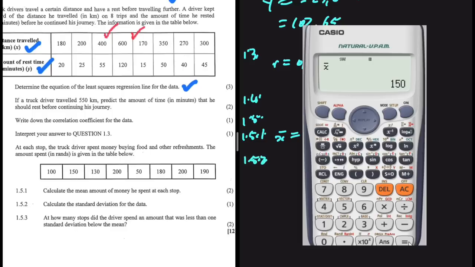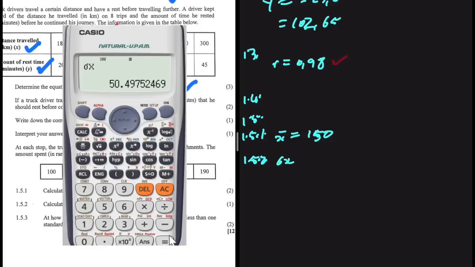And 1.5.2, calculate the standard deviation for the data. So shift 1, 4, obviously, and then we press 3. That is the sign for standard deviation. So our standard deviation is 50.497, so 50.5. That's our standard deviation.